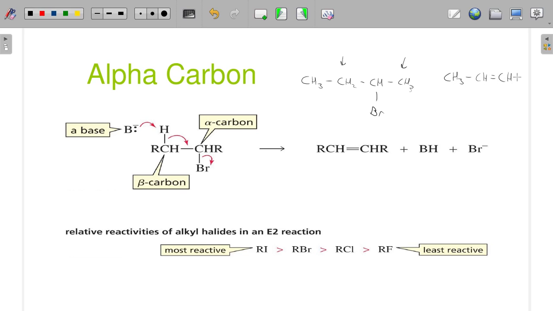We could rip that one off, put the double bond here, or I'm going to rip off the outer one. So we're going to see that the more beta carbons you have, the more possible answers you have. Now, reactivity is still the same for the exact same reason. Our leaving group needs to be stable, so halogens that are bigger and bulkier are going to react faster.